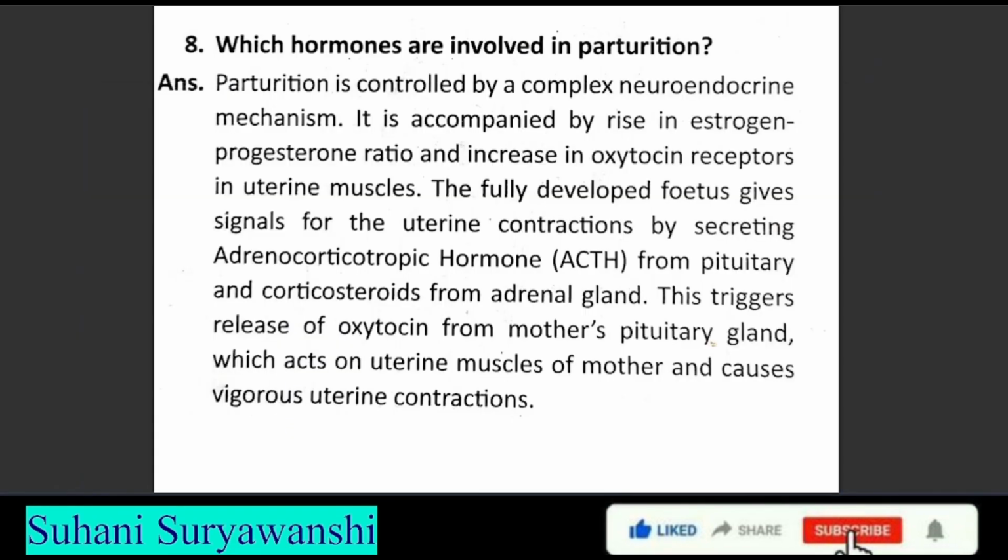Which hormones are involved in parturition? Parturition is controlled by a complex neuroendocrine mechanism. It is accompanied by a rise in estrogen progesterone ratio and an increase in oxytocin receptors in uterine muscle.